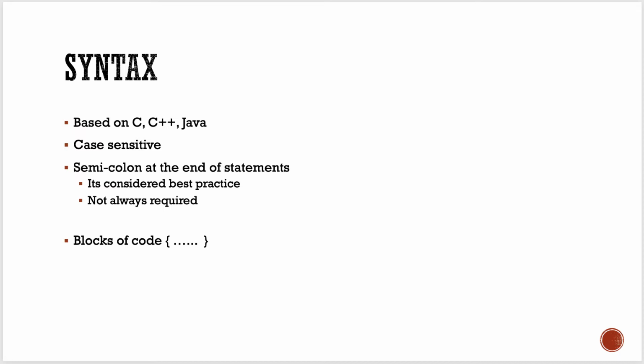Now, the syntax of JavaScript is based on C, C++, and Java. It is, in fact, case sensitive, and that's one of the things that one needs to always keep an eye out for. If you've ever worked with a case sensitive language before, it is very, very important. Semicolons do come at the end of statements. It is considered best practice, but it's not always required. JavaScript is a curly brace language, and so we are going to be using curly brackets to identify blocks of code.